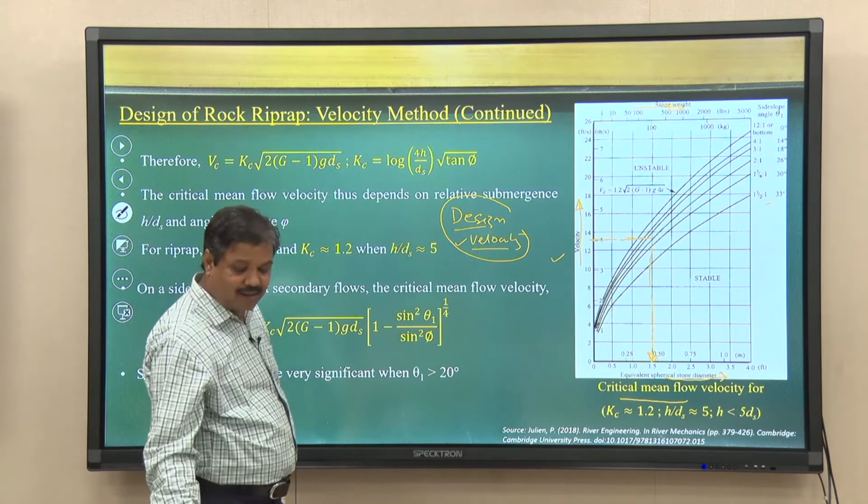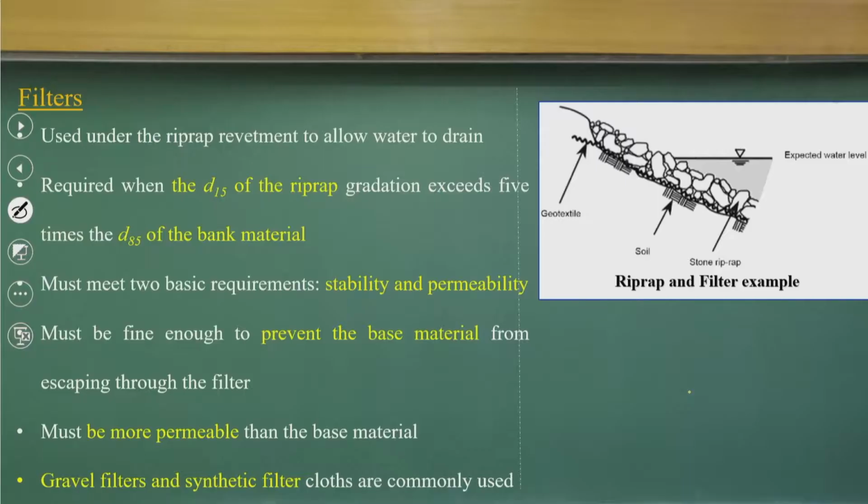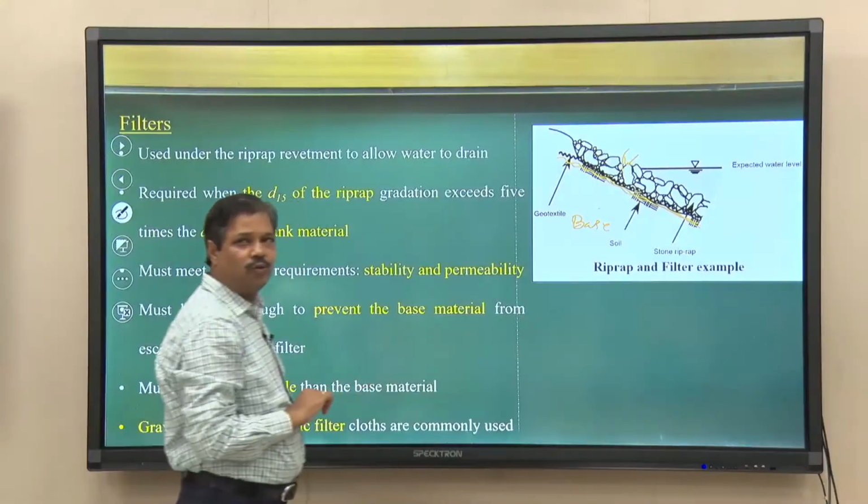Let us go to the next part, which is a very easy part: the filters. When you do stone riprap or a gabion mattress, just below that you should have finer materials, and below that you should have geotextiles. The geotextile materials act like a filter between the base and the revetment, the riprap zones.